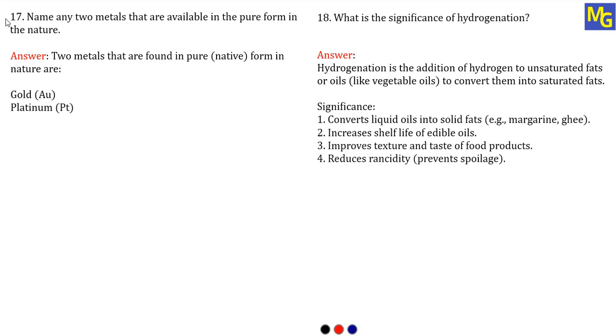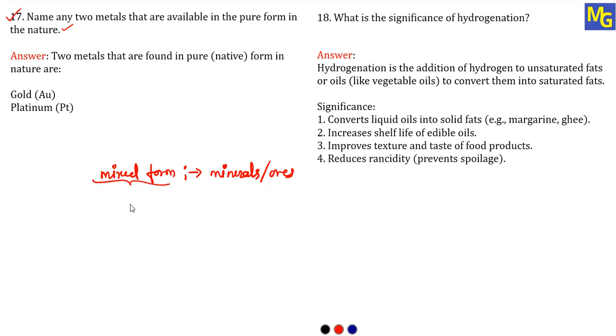Now the next question is question number 17. Name any two metals that are available in the pure form in nature. So see here, maximum metals which are available in nature will all be in the mixed form. Nothing but these will be called minerals or ores. What do you mean by mixed form?